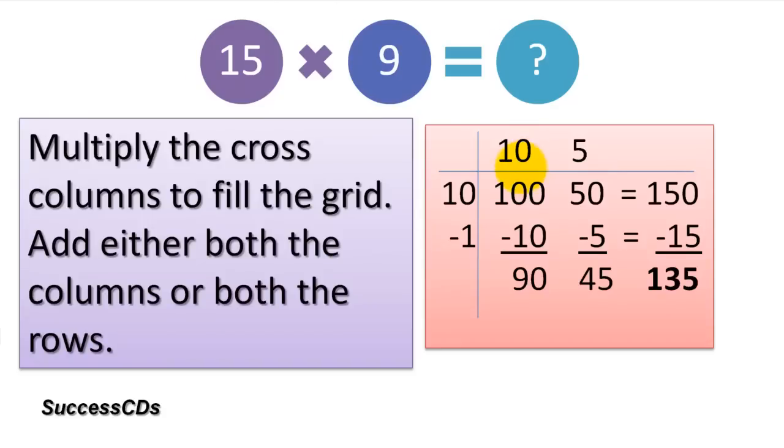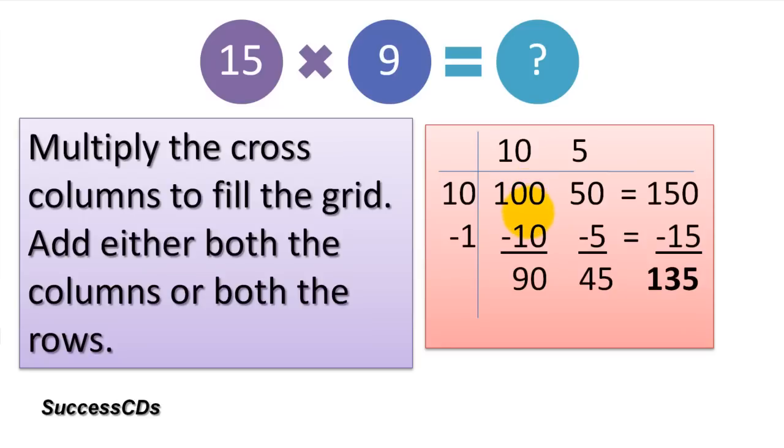So over here you can see here is 10 and here is 10. The product is 100. Here is 5 and 10, product is 50. Next, this is 10 and minus 1, that is minus 10. And the product of 5 and minus 1 is minus 5. So like this, we will multiply the cross columns and fill the grid. Now we will add either both the columns or both the rows.